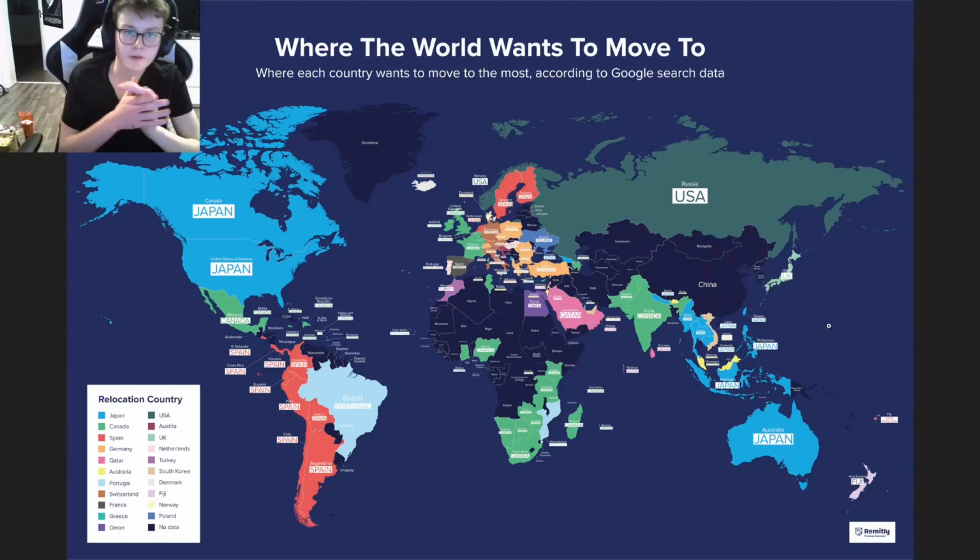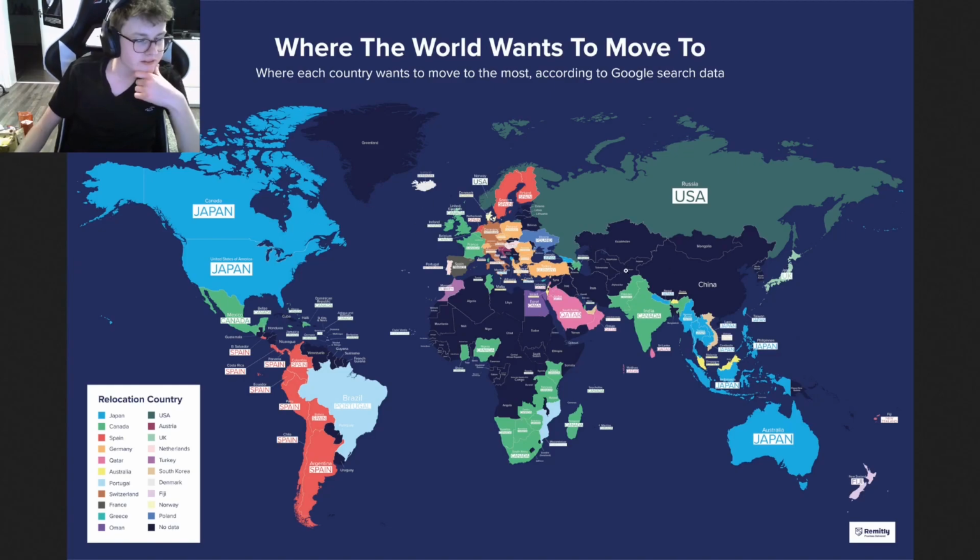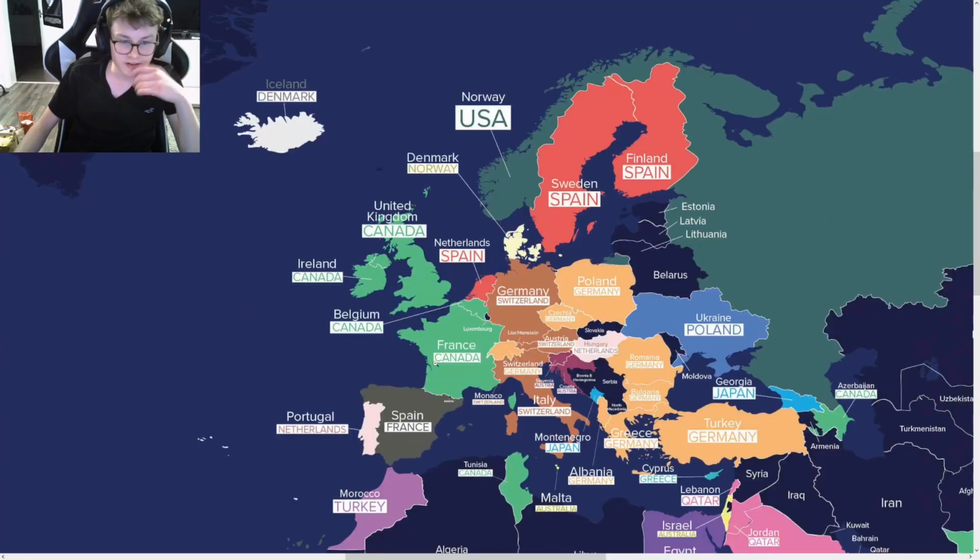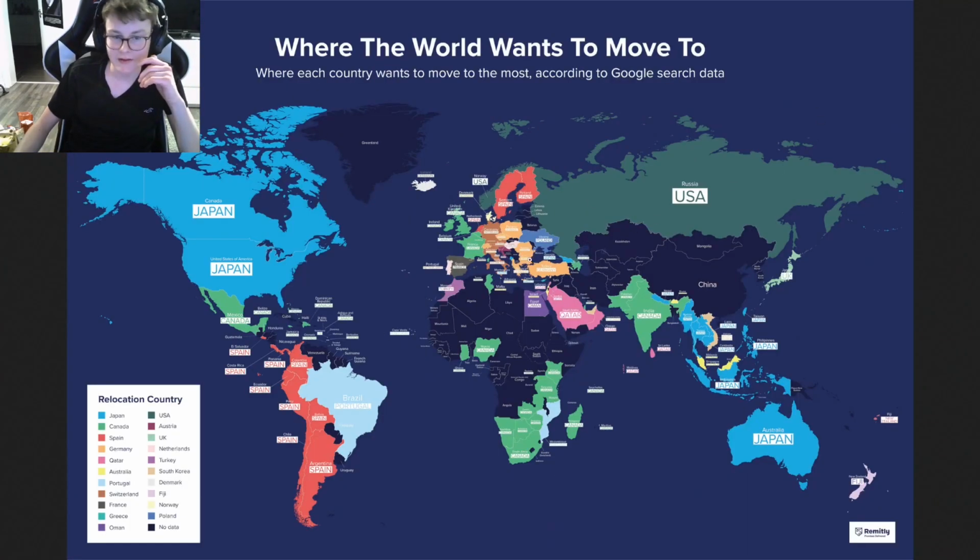Okay. Where the world wants to move. So basically where the citizens of a country want to move. What do we have here? The US and Canada have Japan. Okay, Japan has the UK. I feel like that's random. UK with Canada, as you can see that. France with Canada, yeah. With Quebec, sure.